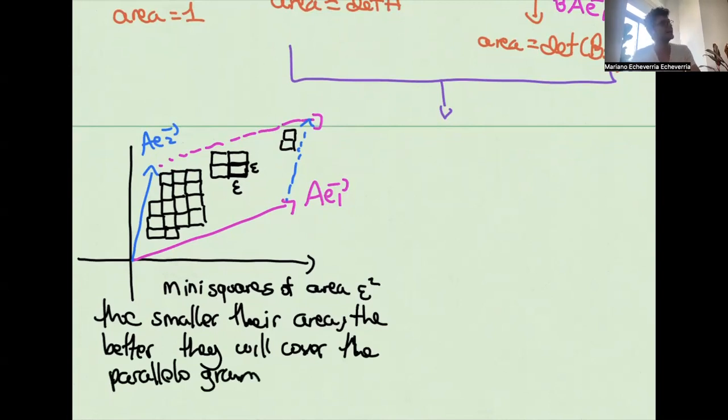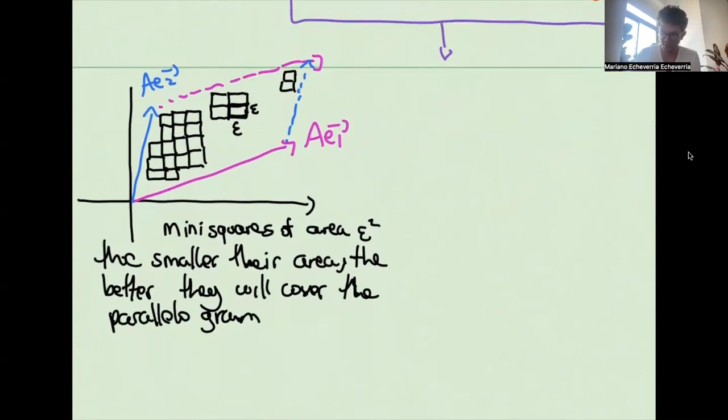So how many squares will you need for that? Well, remember again, this had area equal to the determinant of A. I had already said that before. Just to make it easy, imagine that the area had been 10 and each square has area 0.5. That means that roughly you need 20 of them to cover the entire parallelogram.